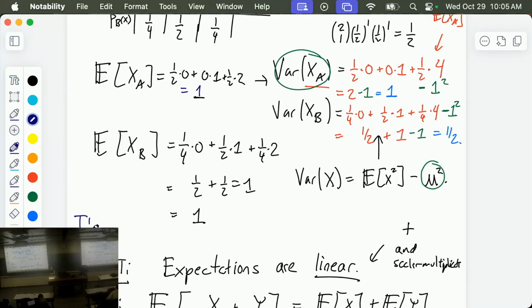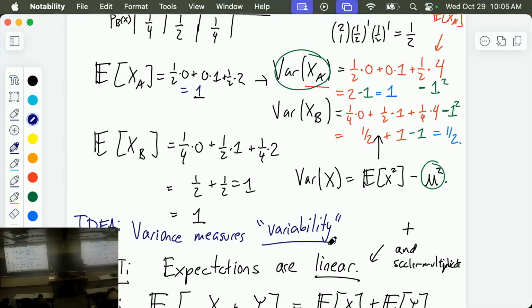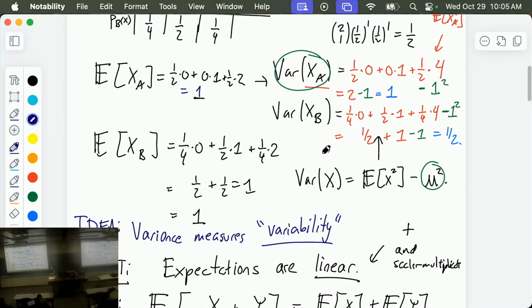And remember, we said that variance is a measure of variability. Variance measures variability. Right? So the fact that Alice has a variance of 1 and Bob has a variance of 1/2 is the idea that Alice's bet is a riskier bet. It has more variability. It could either work out really well for her or really bad for her, whereas Bob's bet is more spread out, more subdued. Most of the time, it works out close to the average.